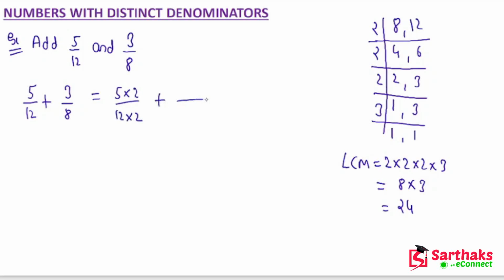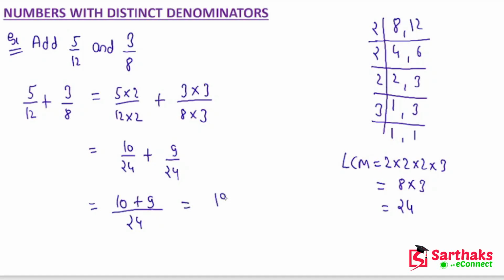Plus, similarly we have to multiply 8 by 3 to make it 24. So we have to multiply numerator also by 3 to make it 9. So it will become 10 upon 24 plus 9 upon 24. See, 10 upon 24 is nothing but the equivalent rational number of 5 upon 12. Similarly, 9 upon 24 is nothing but the equivalent rational number of 3 upon 8. So now we can add them with the regular method, which is taking the 24 as common denominator and adding 10 plus 9. And we will get 19 upon 24, which is the required sum.